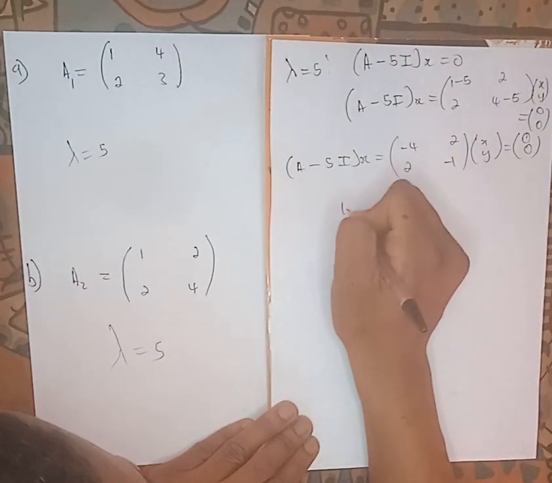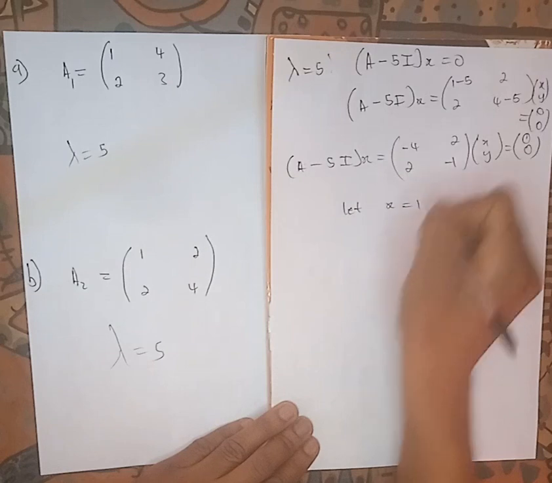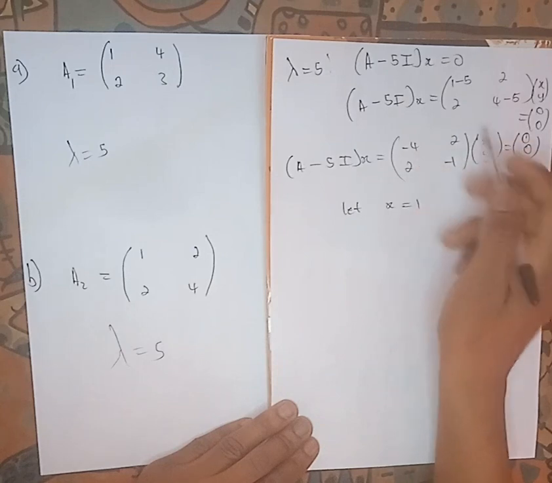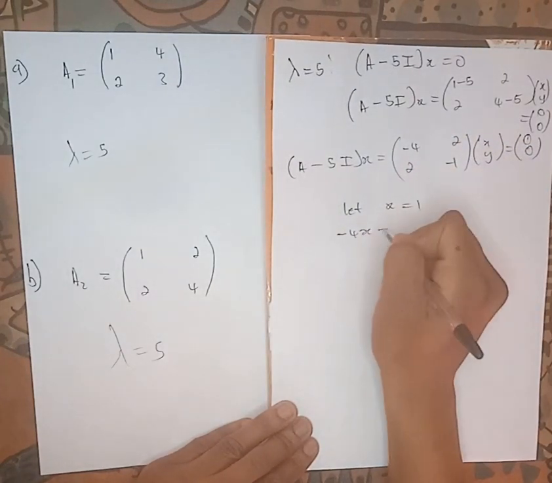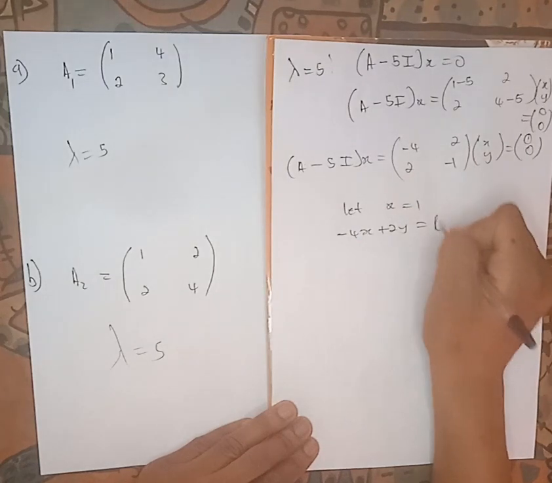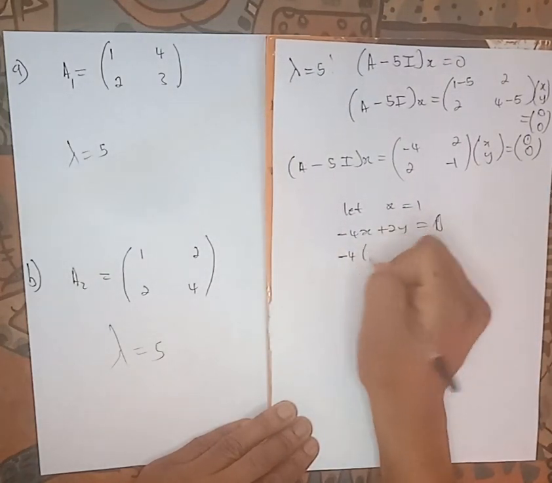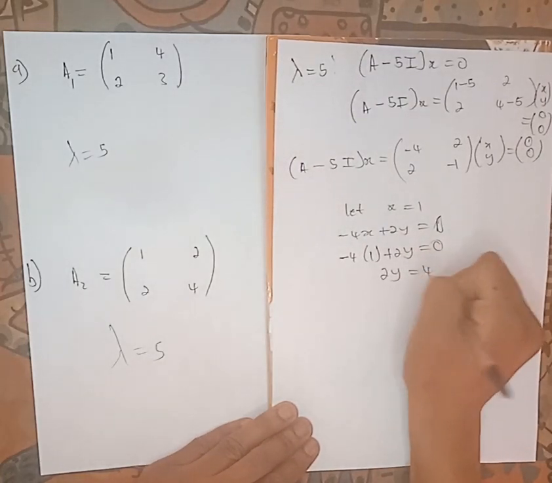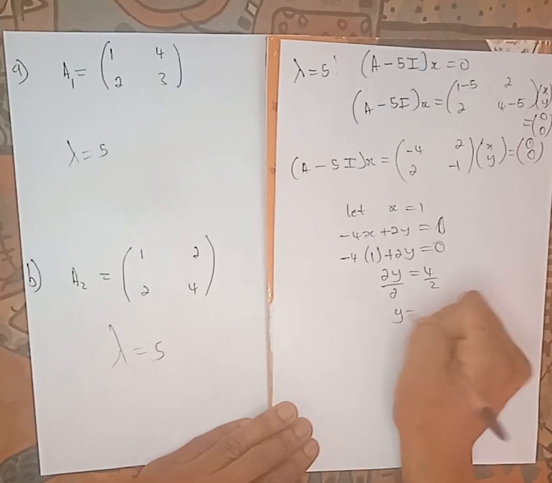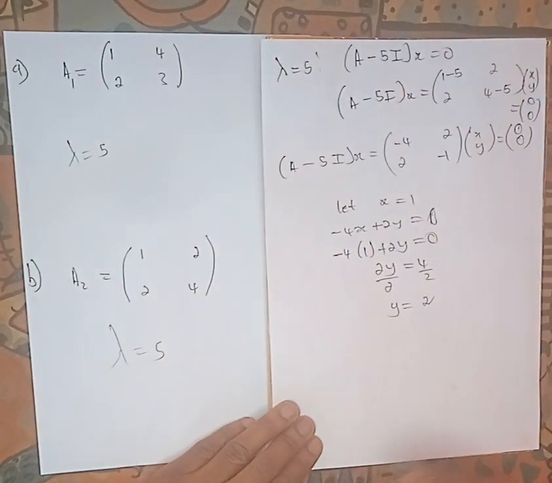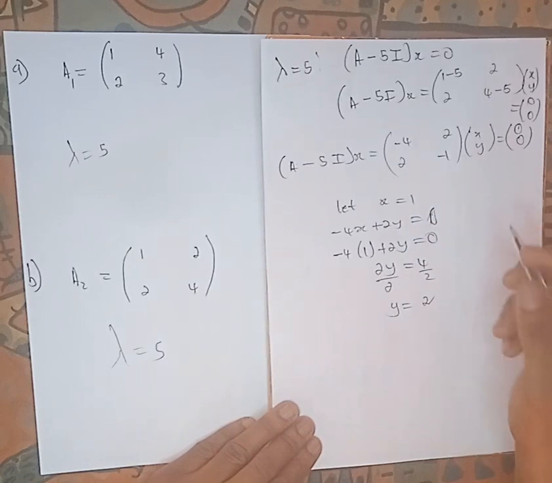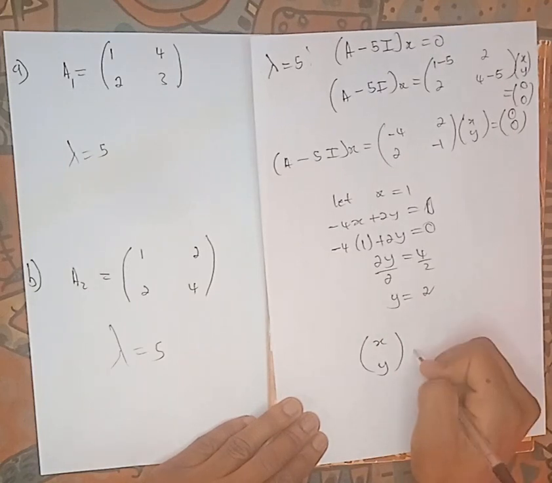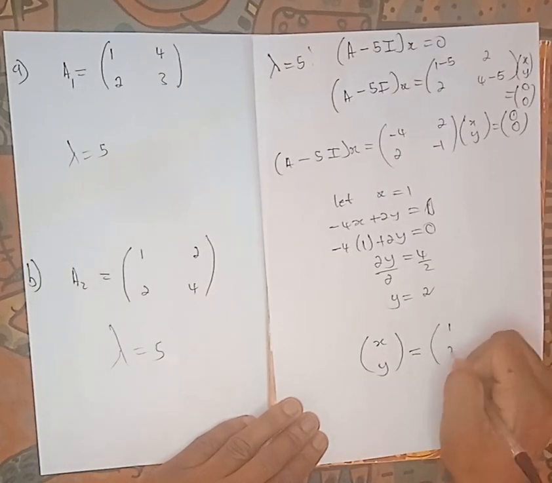So I'm going to let x be 1 so that I can find the relationship between x and y. Using my first equation, this will be minus 4x plus 2y equals 0. If I substitute 1 here, minus 4 plus 2y equals to 0, so my 2y is going to be 4. If I divide by 2 here, I'm going to be having y as 2. Even if I use this equation, it should give me the same answer. So x and y will give me 1 and 2.